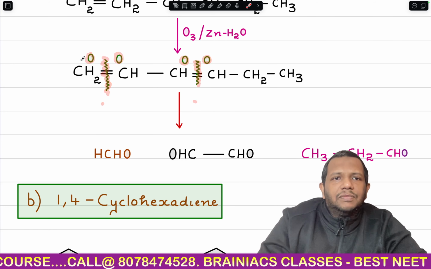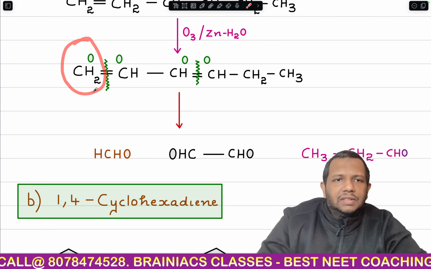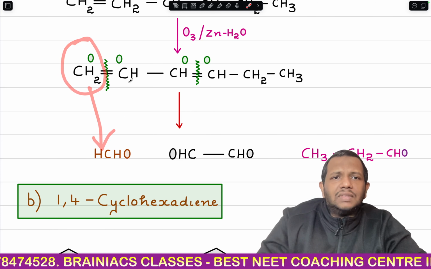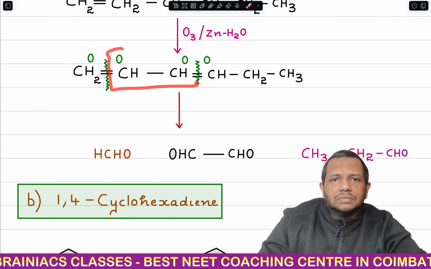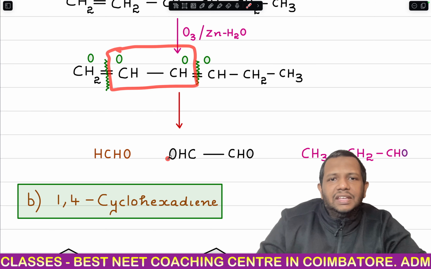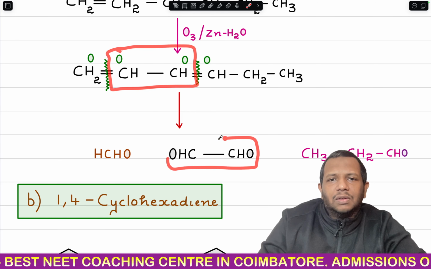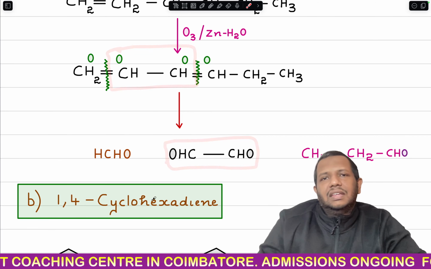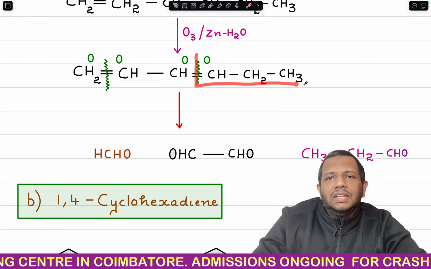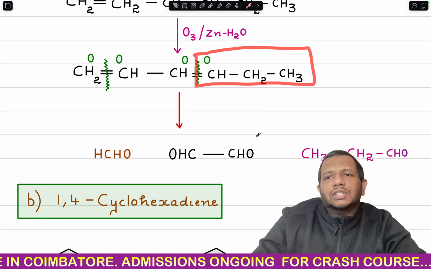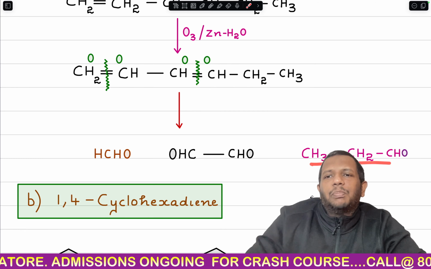Now you will get fundamentally this as one compound, that is HCHO, and the other one will be this compound. You have broken here. So you can see here this is glyoxal you are getting, or ethane dial. And here you are getting CH3, CH2, CHO. That is, we can say propanal.